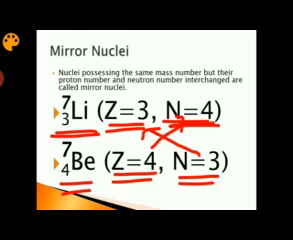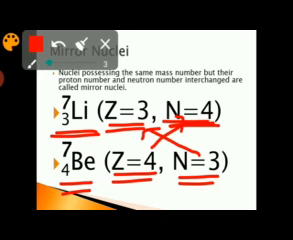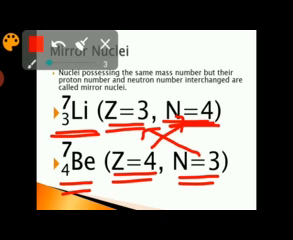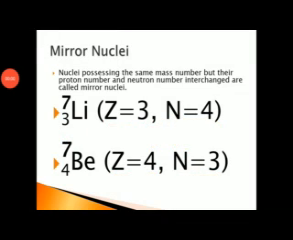So this is the last classification of nuclei. Hope you understood all the terms that you learned today. What are the different terms that you came across today? Isotopes, isobars, isotones, mirror nuclei, etc. Then again isomers. I hope it is clear for you.